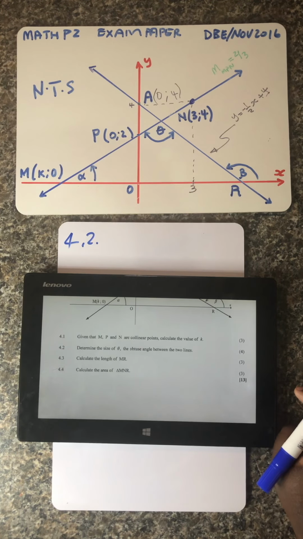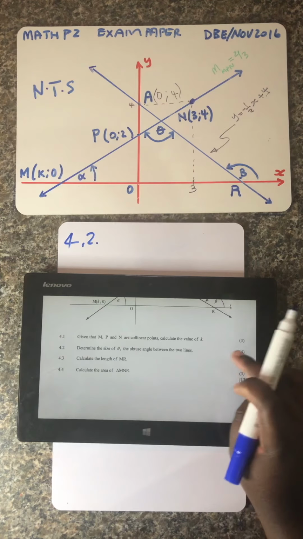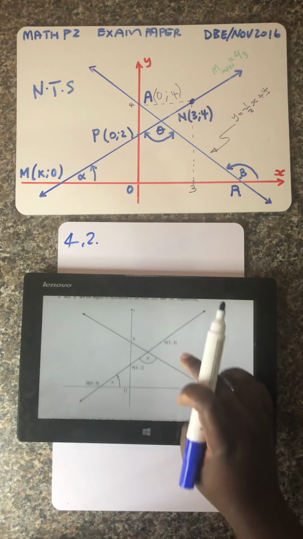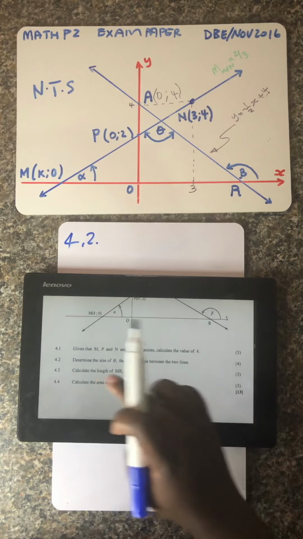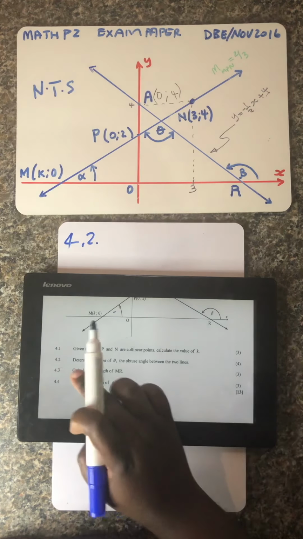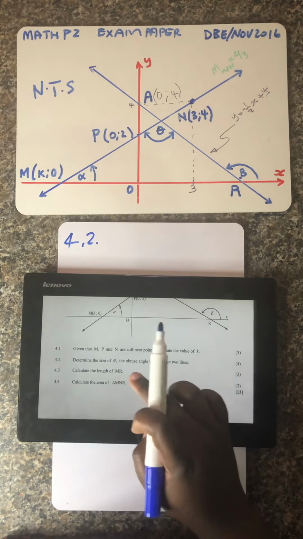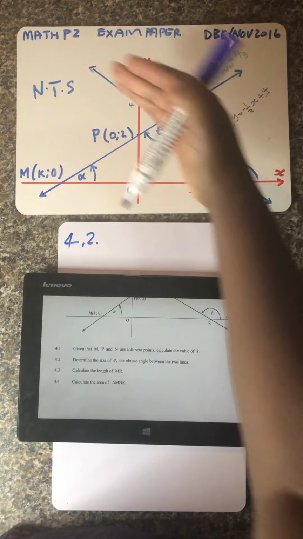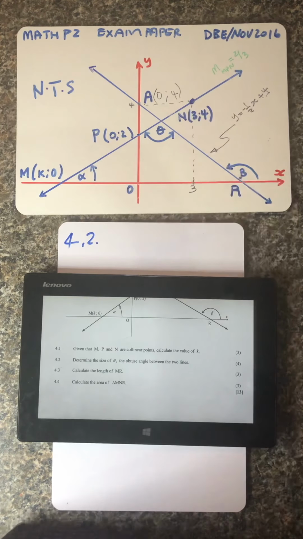Let me see. Okay, I see. So this is the angle theta that they are talking about. So now what it means is that this information could have been in that statement, but it wasn't necessary. Now it comes in the form of a question where 4.2 says determine the size of theta, the obtuse angle between the two lines. So this is the line, this is the line. They want you to calculate the angle between these two lines.